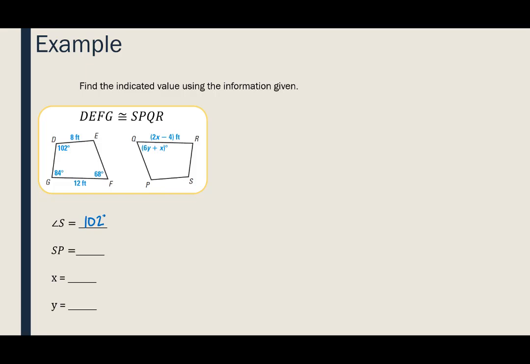Our next question is, find the length of SP. SP are the first and the second positions on the right side of my polygon. So they are going to be congruent to the first and second positions on my polygon on the left, DE. We're looking for DE on my polygon. In the diagram, I notice DE is 8 feet, so SP will also be 8 feet.